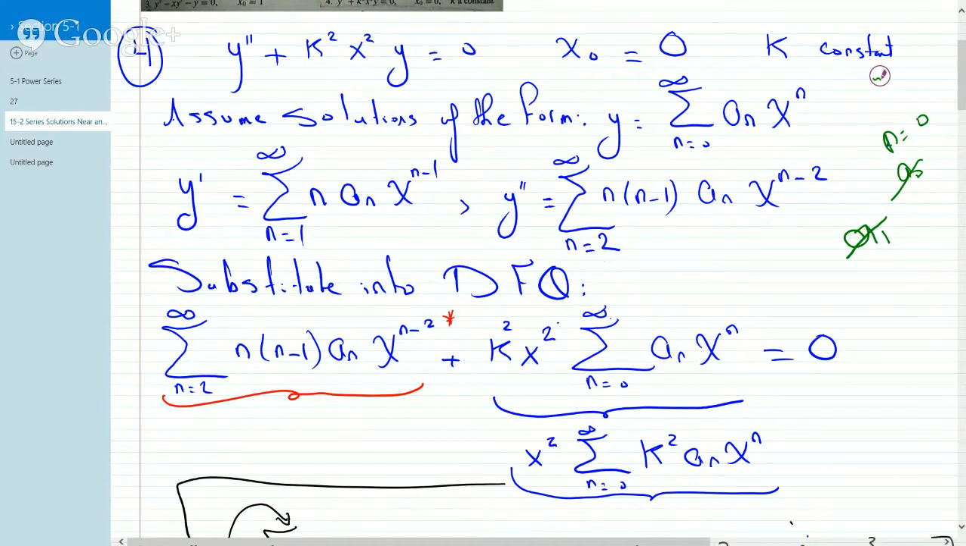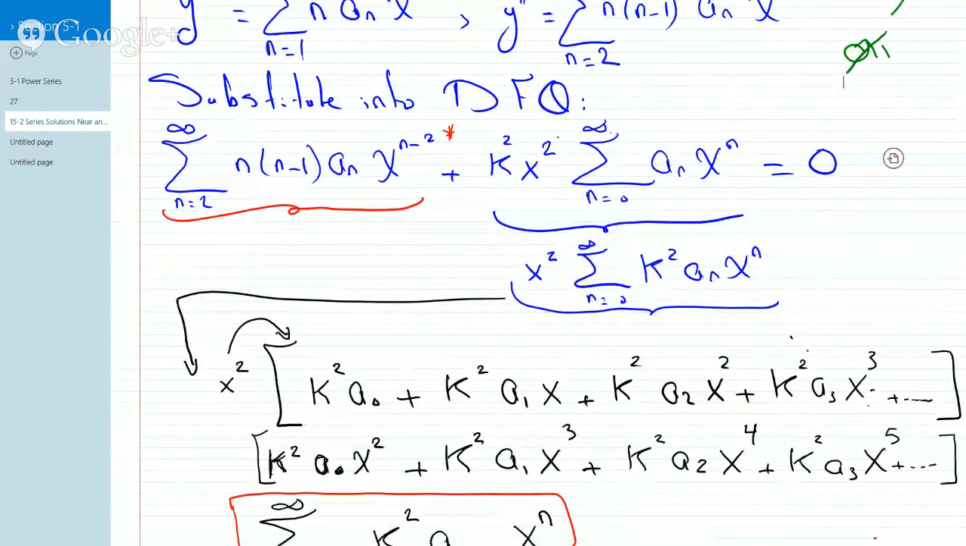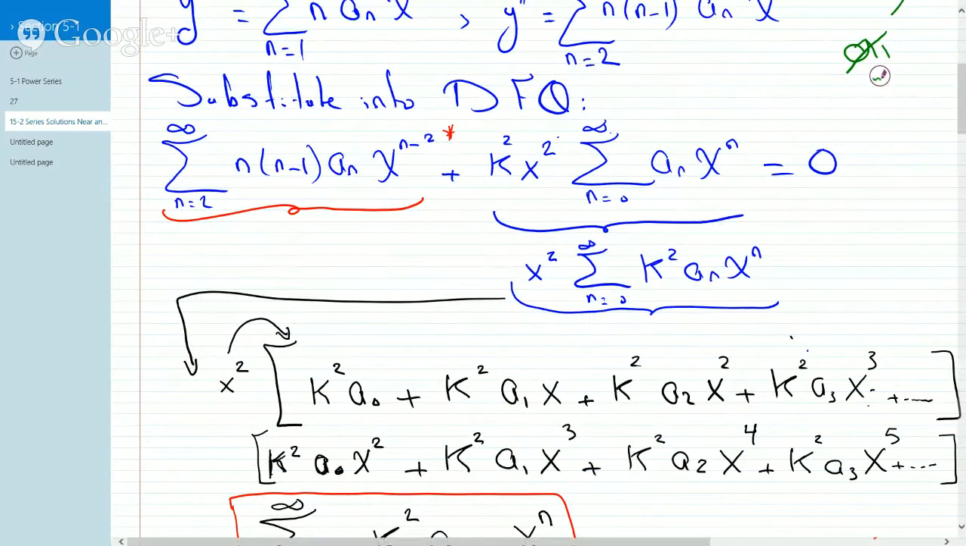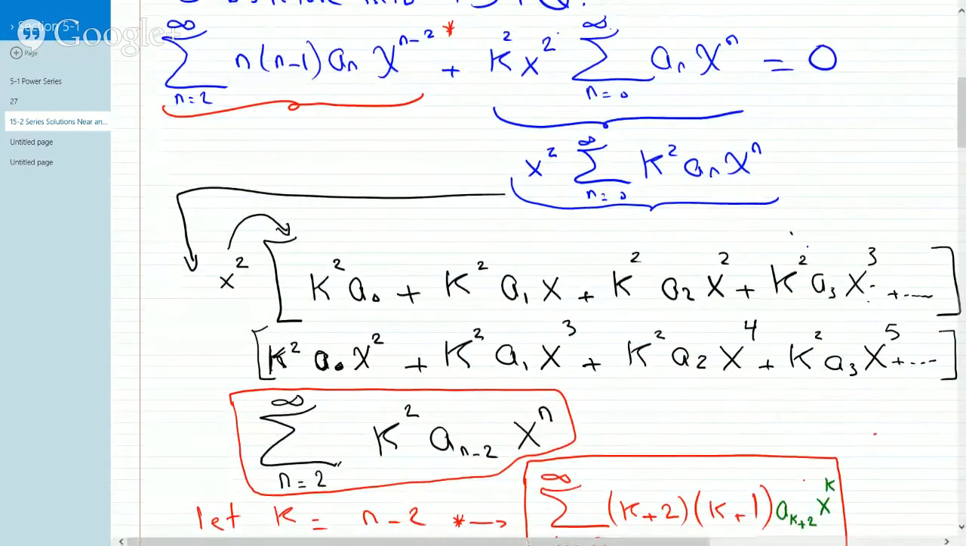Okay, and then you take those derivatives and you plug them back into the differential equation in series format. And when you do that, you get one series, which is y double prime plus k squared x squared y, which we assume to be the solution, equals 0. And then we brought this x squared in, and we worked on this one here. So we expanded a few terms: x squared times, if n is 0, you get k squared a0; if n is 1, you get k squared a1 x, etc., etc.